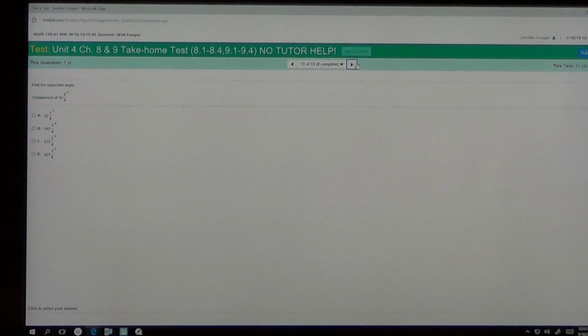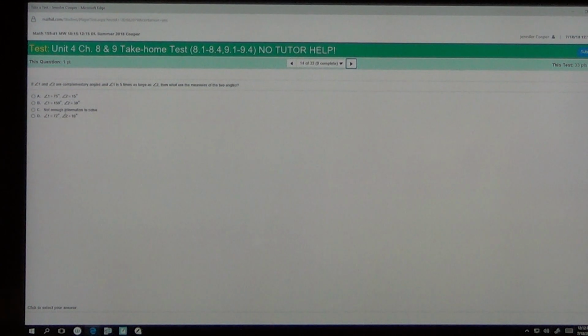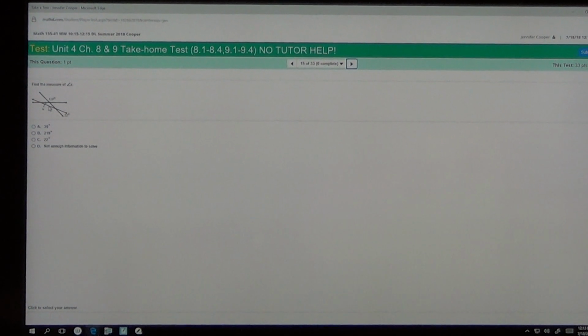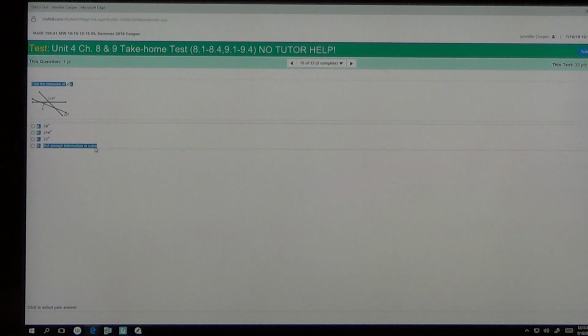Complement means they have to add up to 90 degrees. This one, they are complementary, which means they're 90 degrees. You're going to call angle 2 x. So angle 1 is going to be 5x. This is like what we did today. The 22 is going to be in here. The 119 is going to be in here, and they're going to add up to be 180. Y'all, I'm never going to give you not enough information to solve. That's not going to be an answer.